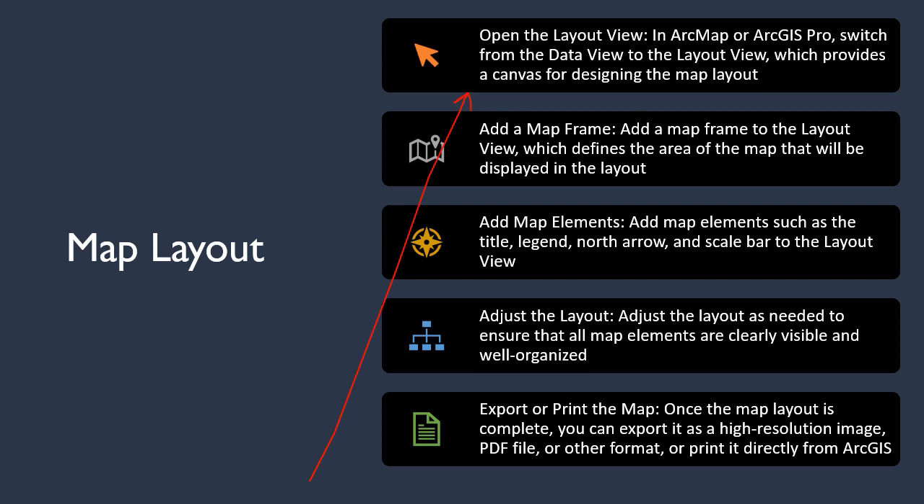Then if you need more frames, you can add a map frame. Otherwise, the frame is already given. Then you can add the map elements here. Then you adjust the layout. Then you have to export or print the map. So there are 5 steps. We'll discuss them one by one.